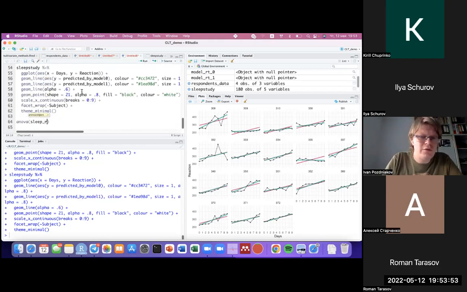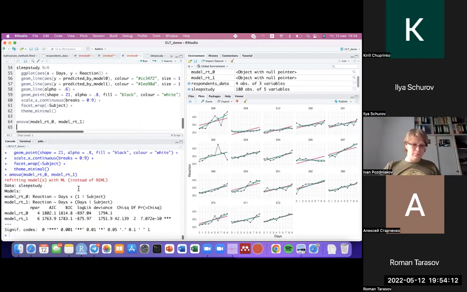So how do we call it? Model RT1, sorry, model RT0. Model RT. So the function anova actually compares two models using the chi-squared test. First of all, you can compare AIC and BIC. It's Akaike information criterion and Bayesian information criterion.